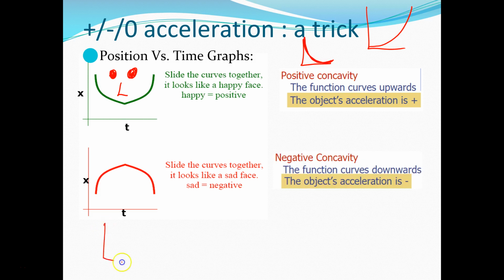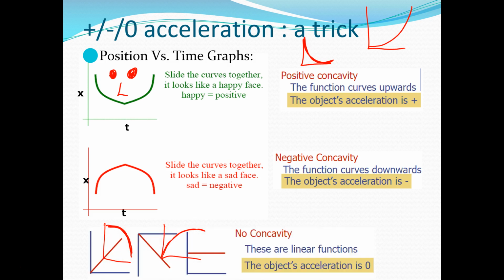If our curves look like a sad face, that means we have a negative concavity. So that might be something that looks like this. It looks like half of a sad face, or maybe it might even look something like that. That also looks like a sad face. That means we have a negative concavity, which means we have a negative acceleration. So smiley face, positive concavity, positive acceleration. Frowny face, which is sad, means we have a negative concavity, which means we have a negative acceleration.